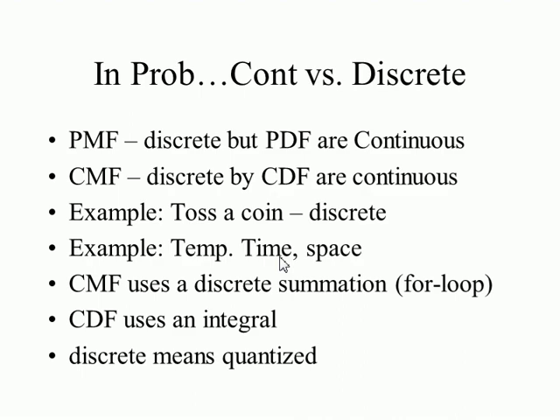Because for loops are used typically for adding up individual discrete numbers held in an array, such as the probability mass function.